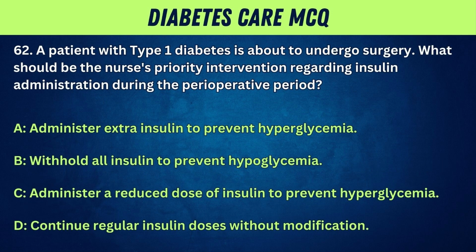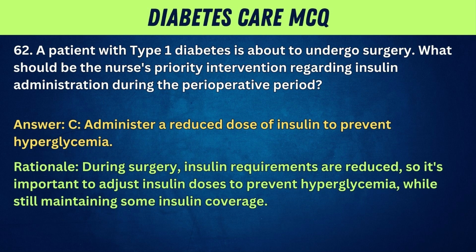62. A patient with type 1 diabetes is about to undergo surgery. What should be the nurse's priority intervention regarding insulin administration during the perioperative period? A. Administer extra insulin to prevent hyperglycemia. B. Withhold all insulin to prevent hypoglycemia. C. Administer a reduced dose of insulin to prevent hyperglycemia. D. Continue regular insulin doses without modification. Answer: C. Administer a reduced dose of insulin to prevent hyperglycemia.